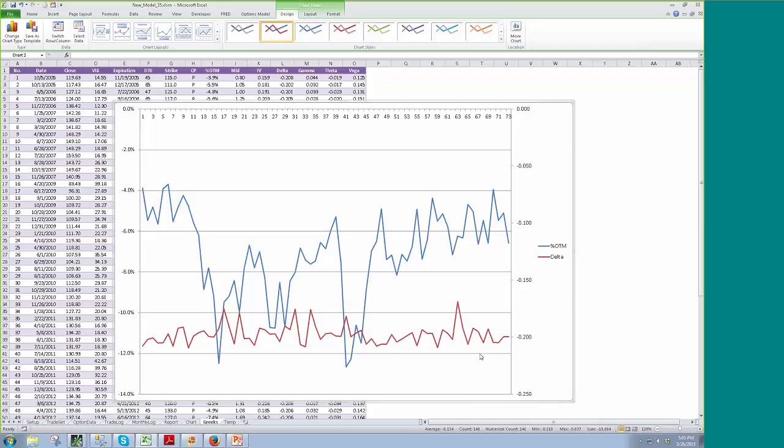And this is one reason why I think the system performed better: delta is more consistent, and that consistency means the risk to your portfolio is more consistent.